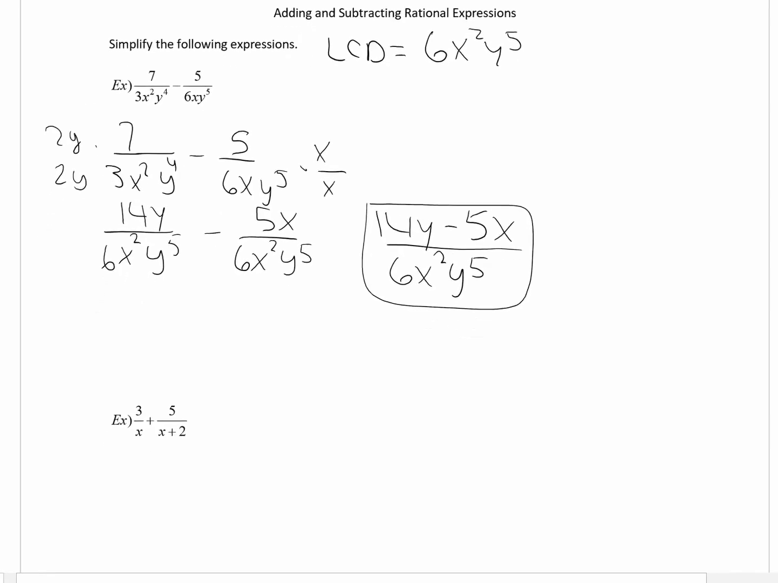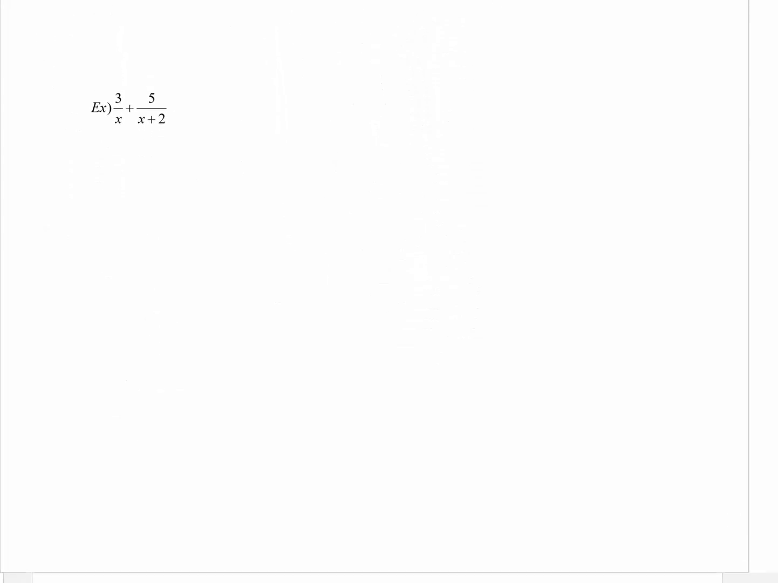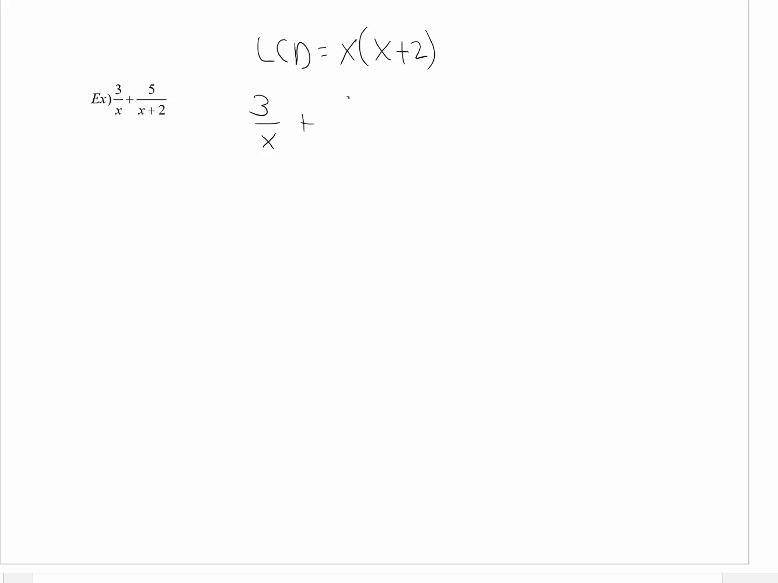Okay, let's take a look at the next example then. So again, we are adding two unlike denominators here. So again, we need to determine what the least common denominator is going to be first. Well, again, they have absolutely no factors in common, so we'll just multiply the denominators. So my LCD here is x times x plus 2. All right, so again, I will rewrite, and then I will write underneath with the LCD being the new denominator.